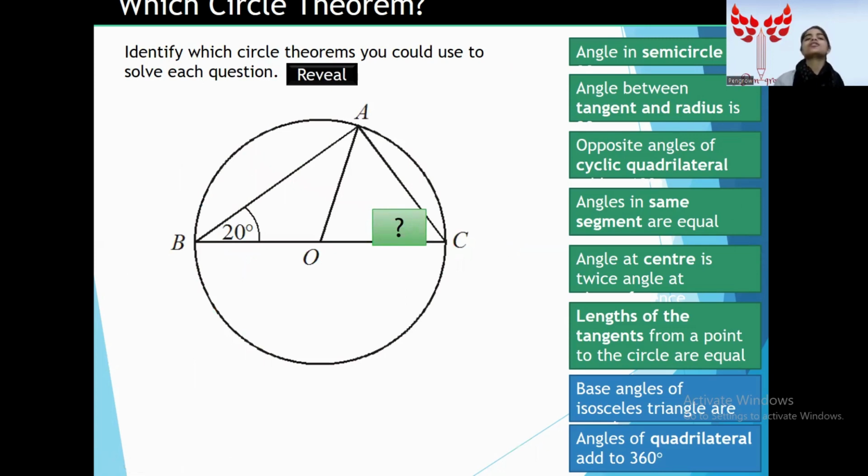Looking at this, identify which circle theorem you would use to solve each question. Again, base angles of an isosceles triangle. You need to remember where you can actually see the radius. This is my radius and this is my radius. They're equal, so this is going to be 20, because the base angles are equal. And the angle in a semicircle is 90, so this would be 70. And this is also a radius, this is also a radius, so this would also be 70. So here our answer would be 70.